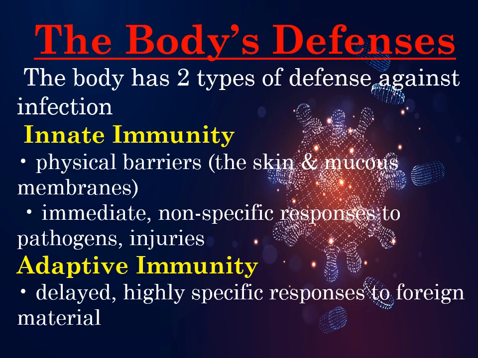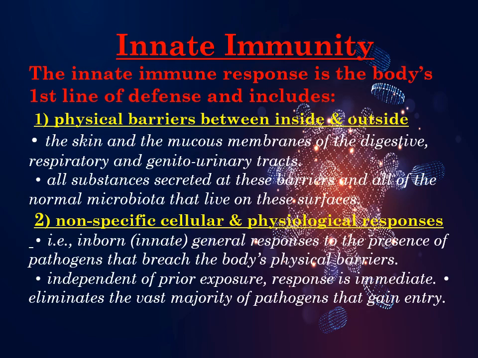Innate immunity is the one which we get from our birth, like we have skin, we have mucous membrane, etc. Adaptive immunity is the immunity that we acquire from our outer environment, which we didn't get from our birth. Moving on to the next slide, we have a short introduction to innate immunity.